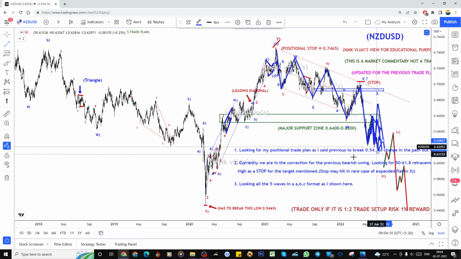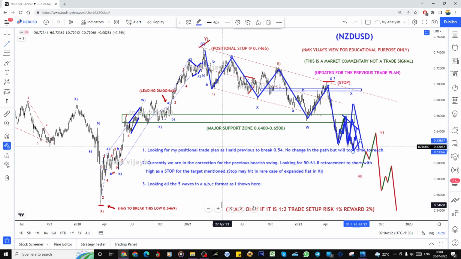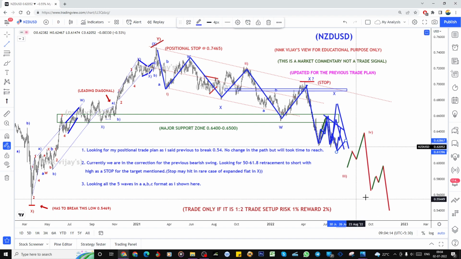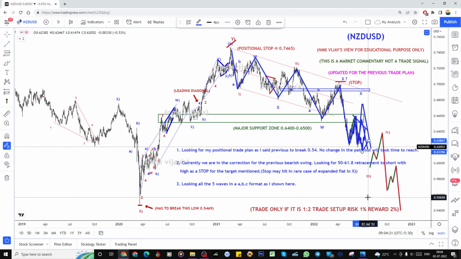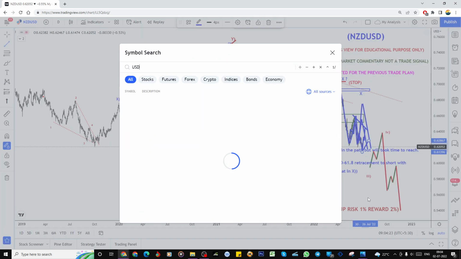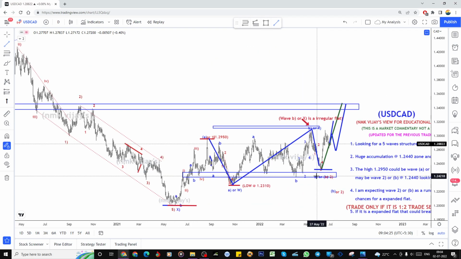But the trade setup also matters, that is why on every chart I mentioned this one. Trade only if it is a 1:2 trade setup. Risk is 1% and the reward is 2%. So let's move on to USD CAD. That is the beautiful trade, right?